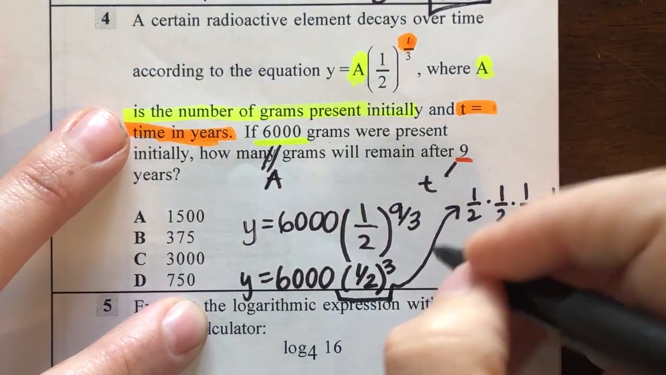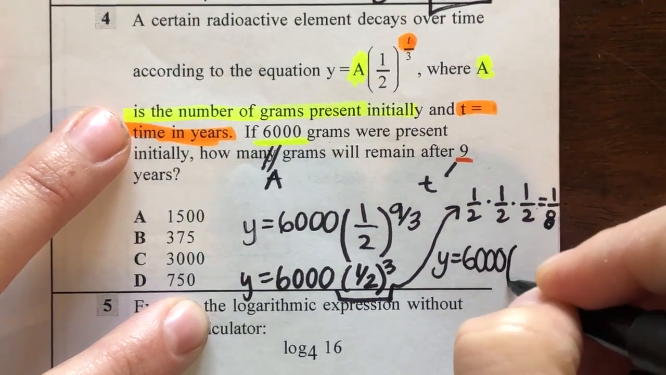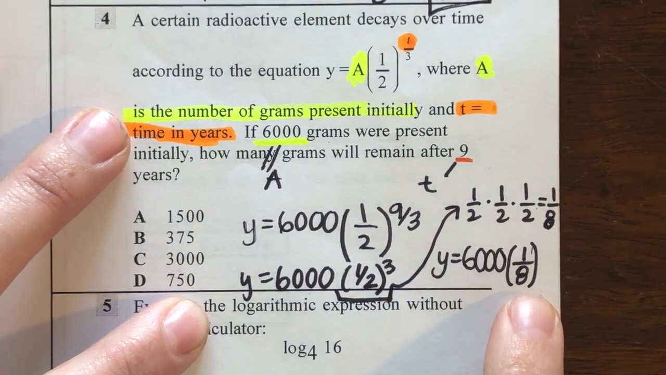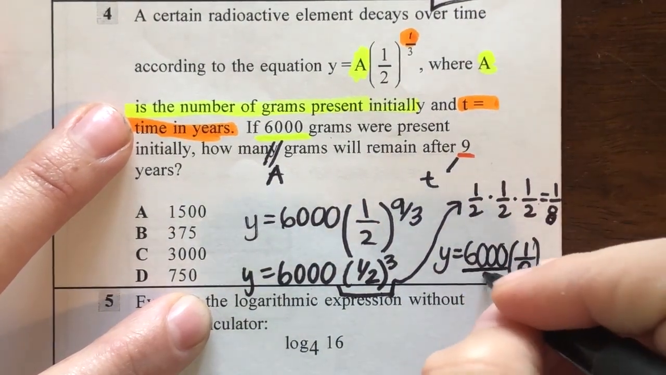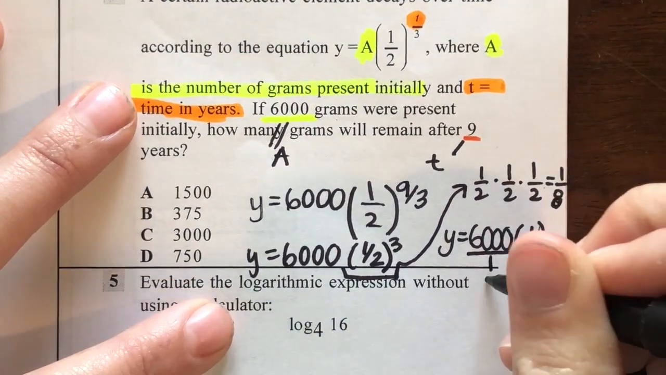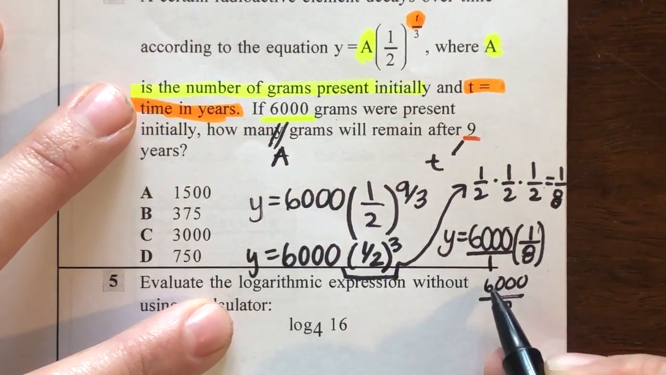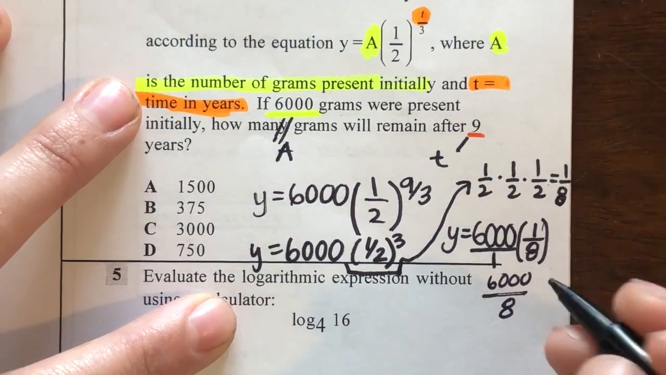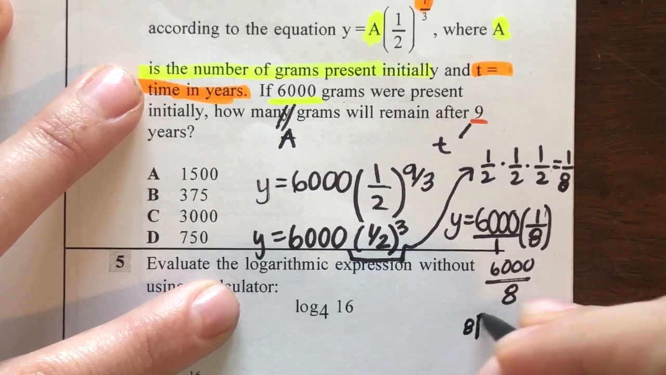So now my equation is y equals 6,000 times 1 over 8. Again, because 1/2 cubed is 1 over 8. So I'm multiplying a whole number by a fraction. I want to make this a fraction by putting a 1 underneath. And then I'm going to multiply across. 6,000 times 1 is 6,000. 1 times 8 is 8. So I need to simplify 6,000 over 8. So what we can do, there's several ways you can do it. You can simplify the fraction first, but I'm just going to go ahead and do my division.